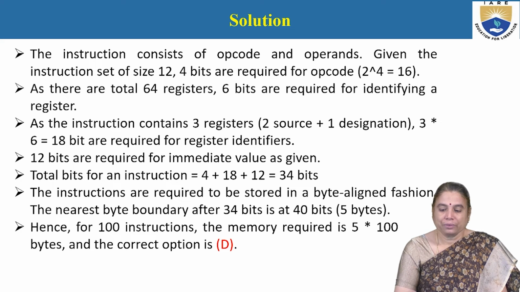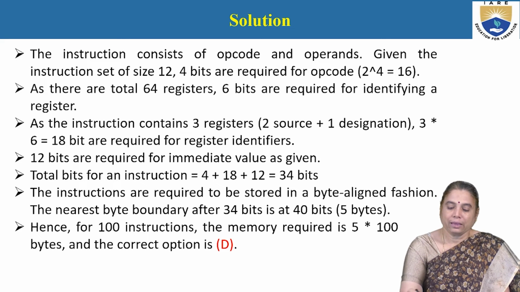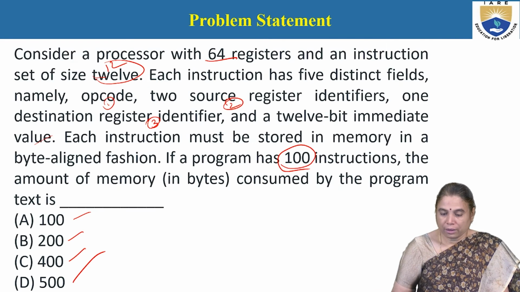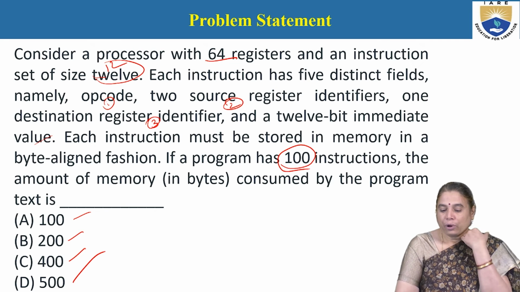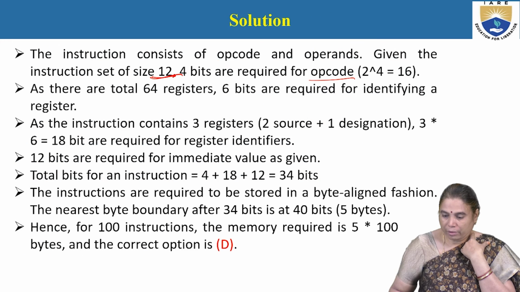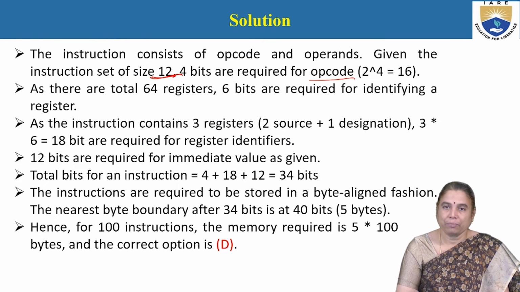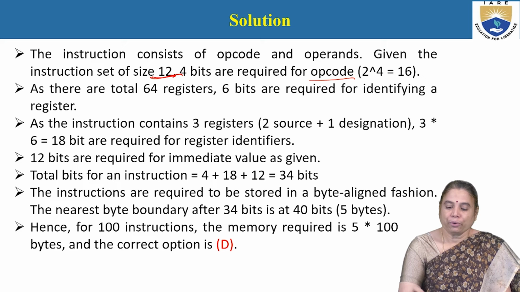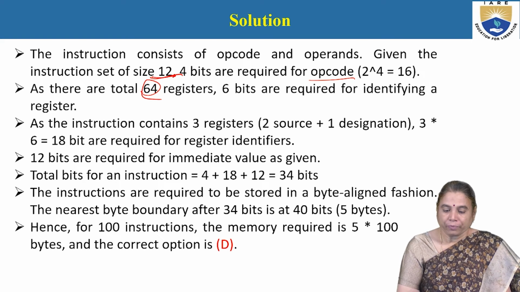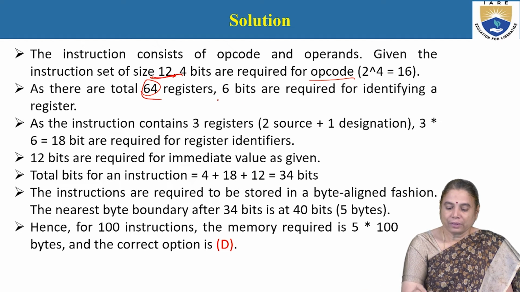So the instruction consists of opcode and operands. So the instruction set size is 12 and 4 bits are required for opcode. 2 power 4 is 16, so 16 addresses can be needed. As there are total 64 registers, 6 bits are required for identifying a register. Next, 2 power 6 is 64.